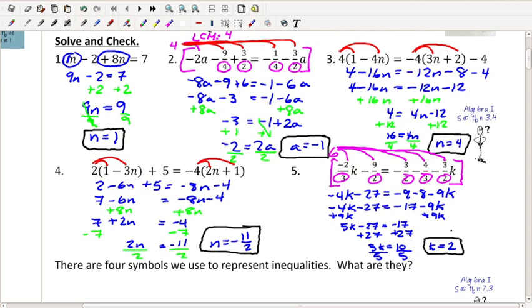Again, if you need to see that again, you can always rewind the video, watch it on slow speed, pause it between steps, make sure you understand what's going on. All right, that's equations for you.